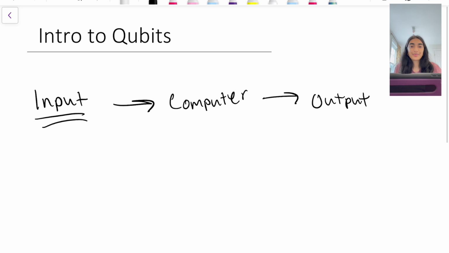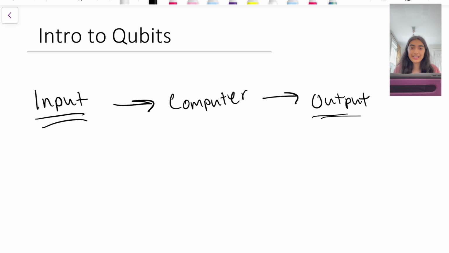Basically what a computer does, in any sense, whether you're literally typing in code or you're Googling something and you get some search results, literally anything you do, you're clicking on a show and you get some output, you type in something and you get an output, right? Input, computer, and then output. How does it do that?